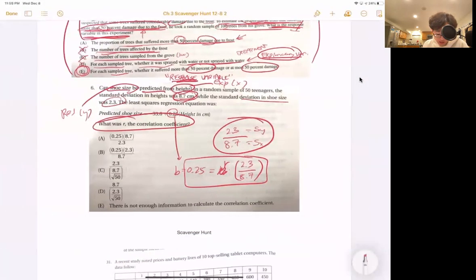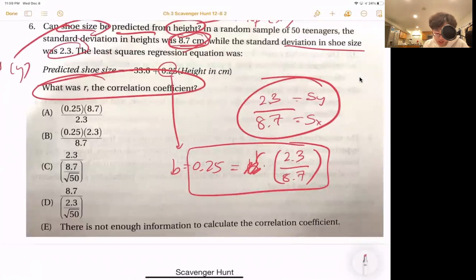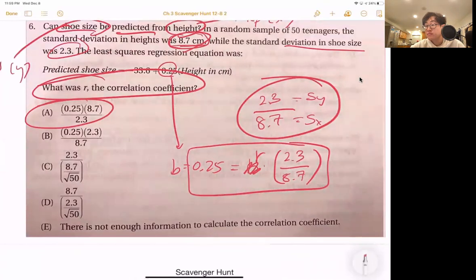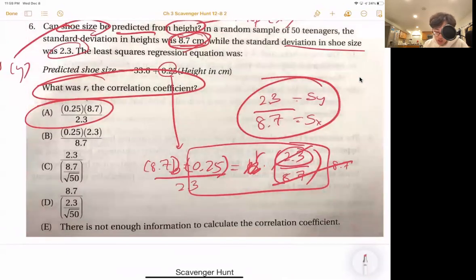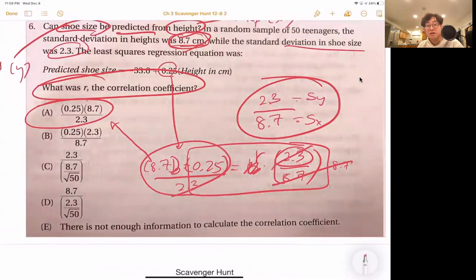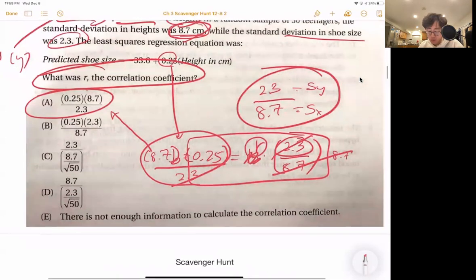Actually, now that I realize it, they actually gave it to you in this format. So the correct answer here should be just simply A. So just multiply both sides by 8.7. So this just becomes 8.7 times 0.25. Divide this away to the other side. So you can see how this matches that answer exactly, and get R by itself. It's just a pre-algebra question from that point onwards.